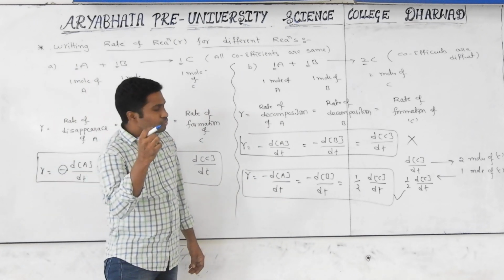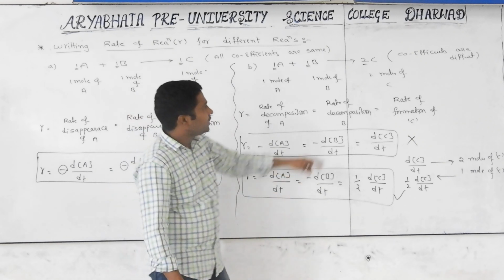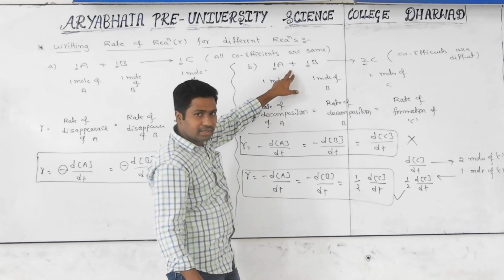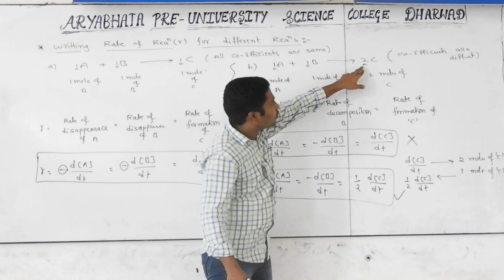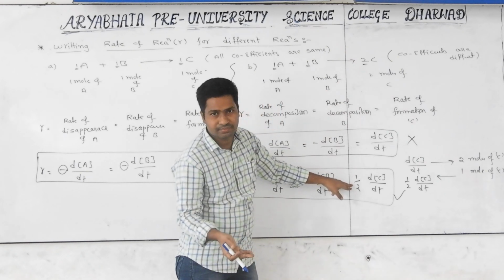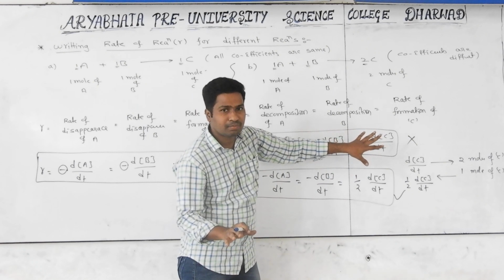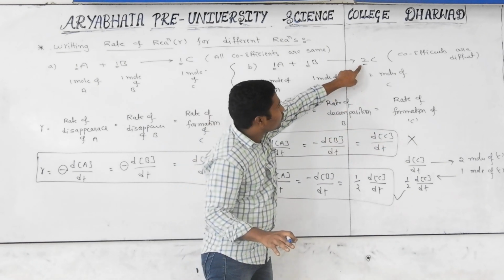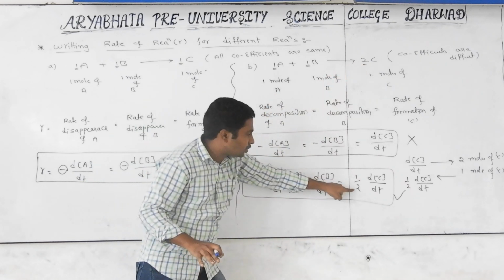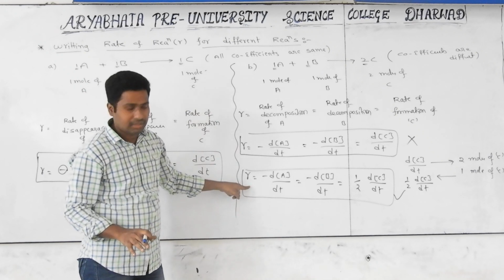Here, did you observe one small, important hint? While writing the rate of reaction for any given reaction or equation, whatever coefficient is coming, that will be used as a reciprocal value. That's it. This concept is not required for you, it is just for understanding. In the balanced equation, whatever coefficient is coming, that will be changed to a reciprocal value while writing the rate of reaction. All of you understood? Yes.